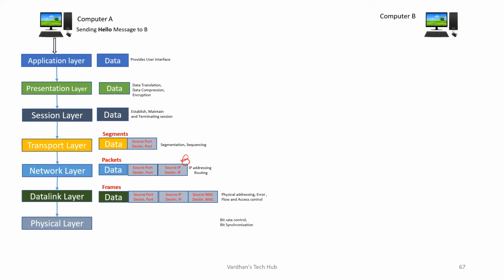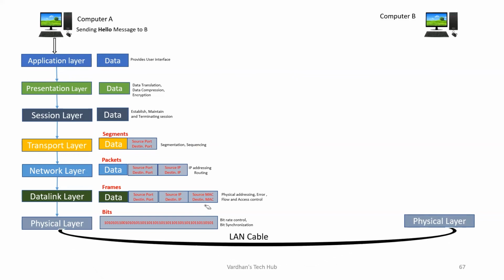The next layer is the physical layer. The physical layer performs bit rate control and bit synchronization, and it divides the frames into bits. So this is what happens if you send a hello message from your computer. Next, let's see what happens if we have another device where we need to receive the data. Consider that these devices are connected with a LAN cable. If it is a LAN cable, the data will go as electrical signals, right? So these bits will be converted to electrical signals while going to the other computer's physical layer.